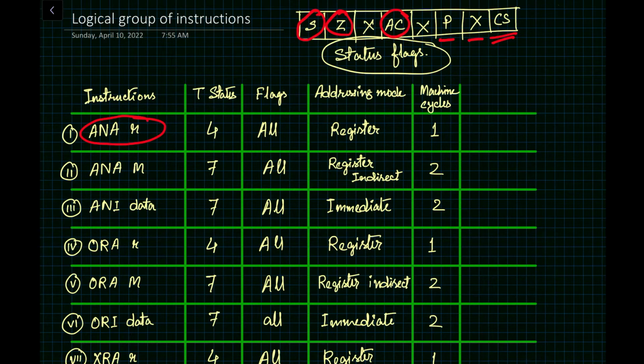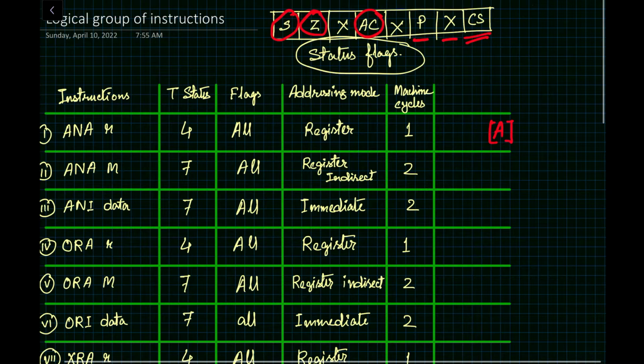First of all, we have ANA R. What do you understand by this instruction? ANA R means AND the content of the accumulator with R. Here R is the register, and this can be any one of the general purpose registers. This register R will hold the data that we have to AND with the content of the accumulator. How can we write it? We can write it as A, and within square bracket it represents the content of the accumulator.